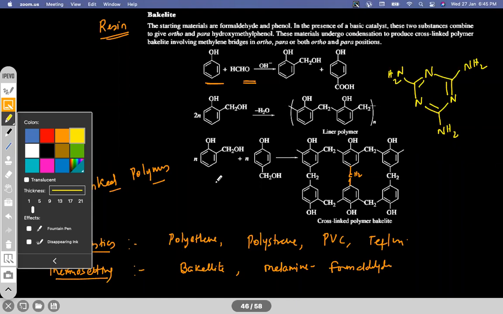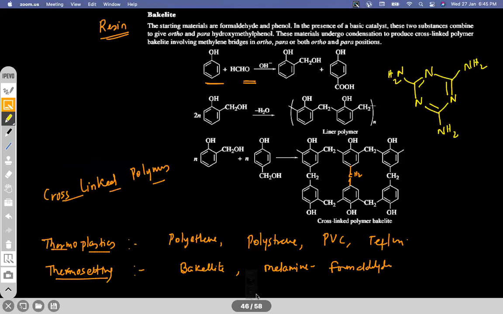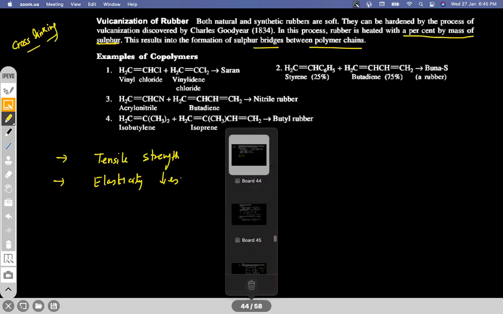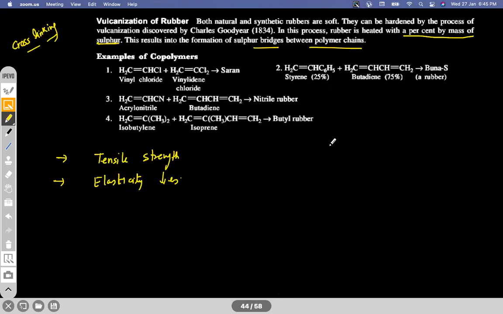Okay, now you see a few more things regarding rubber we'll discuss here. See what happens, rubber we have: one is natural rubber and the other is synthetic rubber. Polyisoprene is an example of natural rubber.